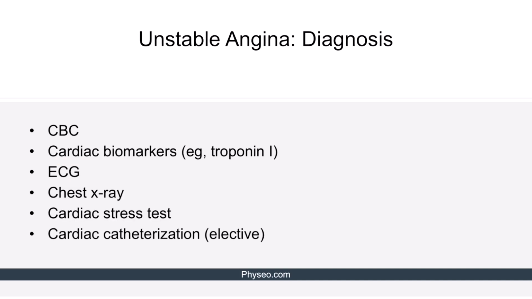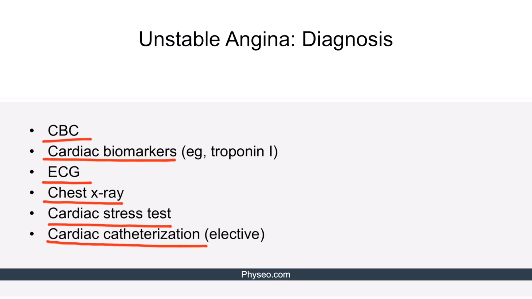Here we see that the workup for unstable angina is similar to that of the prior two diagnoses. Cardiac biomarkers will be negative, ECG will show no ST elevations, cardiac stress test will be positive. The only difference in workup between unstable and stable angina is that in unstable angina, cardiac catheterization may be performed electively, although this is pretty rare in real practice.